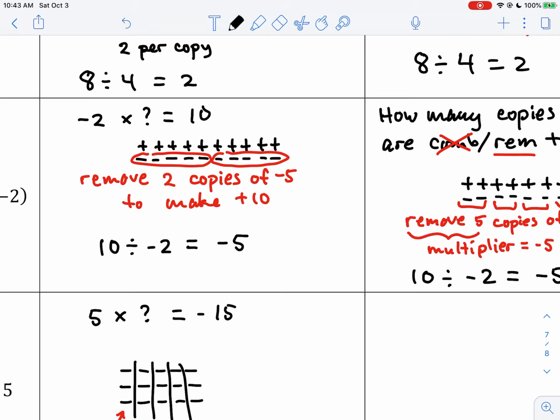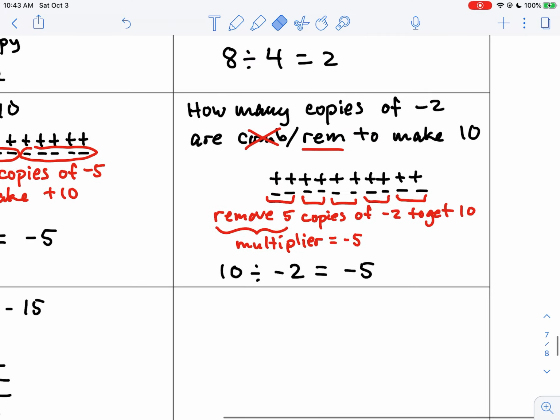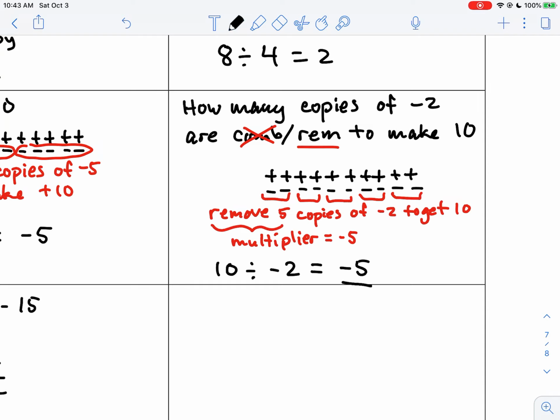Whereas over here, I said we removed, it's backwards, the multiplier is here now. We removed 2 copies of negative 5, that makes 10. But over here it was, we remove 5 copies of negative 2, that makes 10.